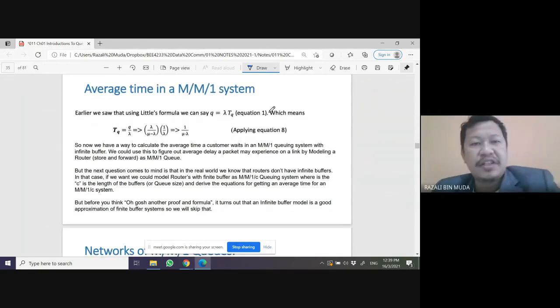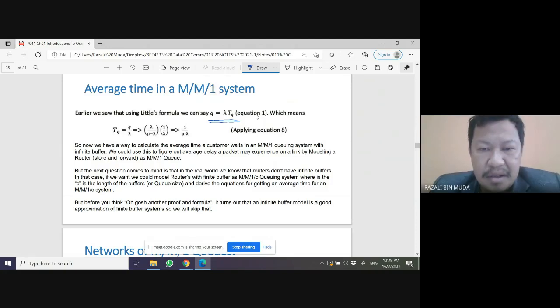Average time in an M/M/1 system. Earlier, we saw that using Little's formula, we can say L equals lambda times T, which means T equals L over lambda. So, lambda over mu minus lambda, divided by lambda. So, we have 1 over mu minus lambda.